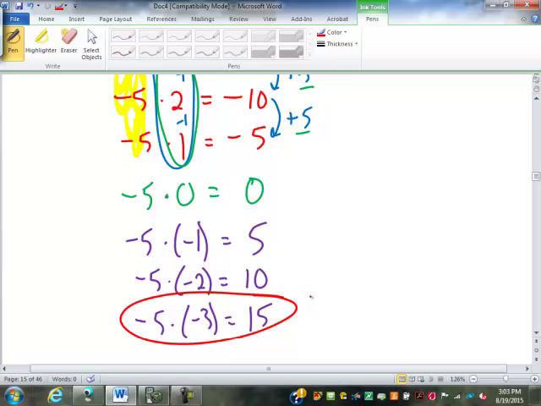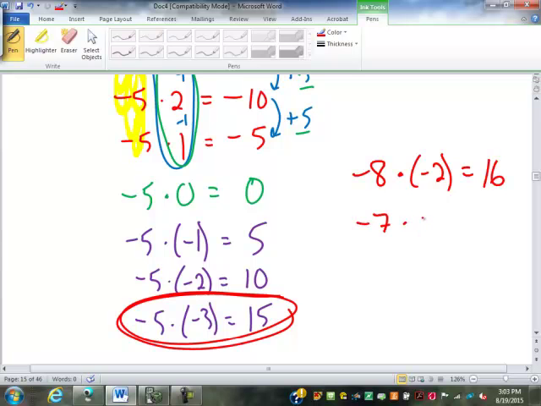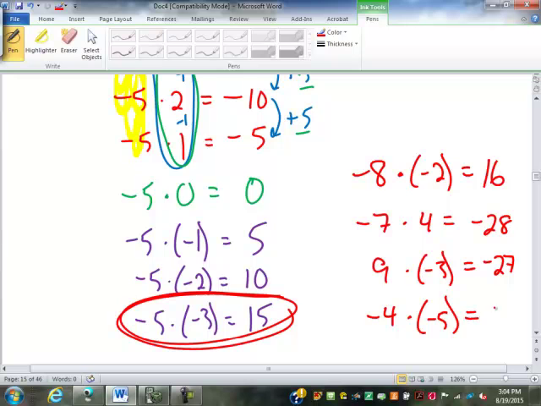Because technically you cannot multiply two negatives. The definition of multiplication doesn't allow it. So we defined the product of two negatives to be a positive number because it fits our pattern. So if I have negative 8 times a negative 2, I'm going to get positive 16. Negative 7 times 4, I'm going to get negative 28. 9 times a negative 3, I'm going to get negative 27. Negative 4 times a negative 5, I'm going to get positive 20. Perfect.